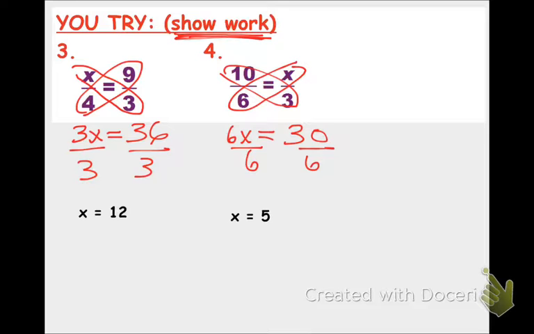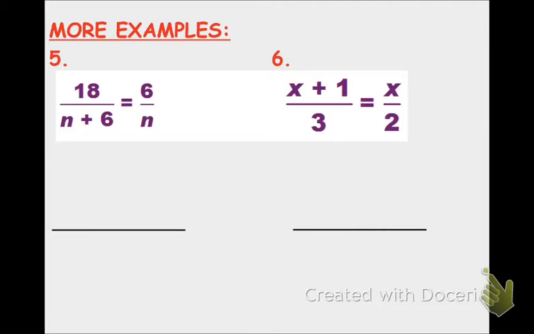Now these next ones are a little different because they actually have the variable showing up twice. So we have to be very careful when we multiply these out. We're going to start the same way, with cross multiplying. I'm going to start with the one that has a binomial on it. Or I guess it doesn't matter. 18 times n. And then we're going to have 18n equals 6 times n plus 6.